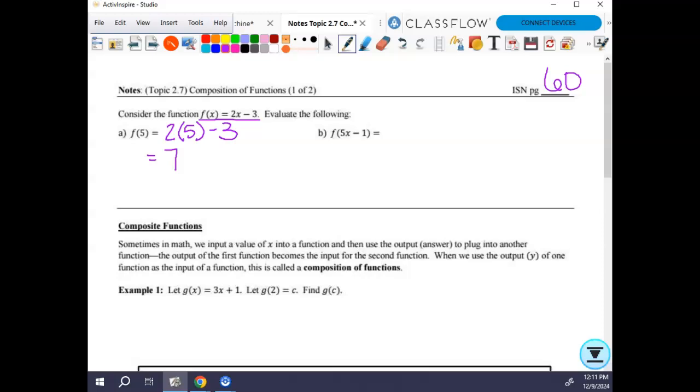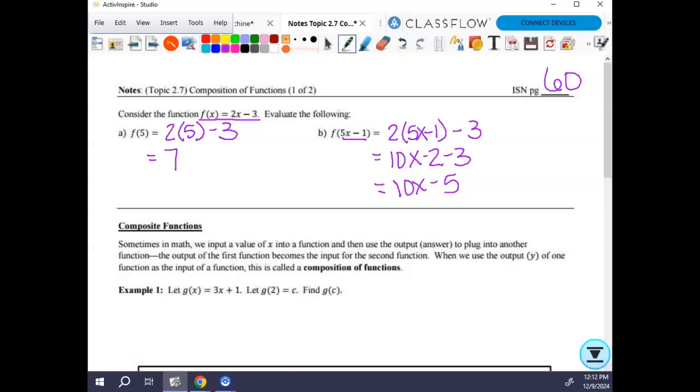But I don't always have to evaluate at a value. Sometimes it is an expression. So here I'm going to substitute that in everywhere I see an x. Anytime you ever substitute in anything with more than one term, you make sure you put it in parentheses. So this will be 2 times 5x minus 1 minus 3. Make sure you distribute appropriately. So 10x minus 2 minus 3. That's equal to 10x minus 5.